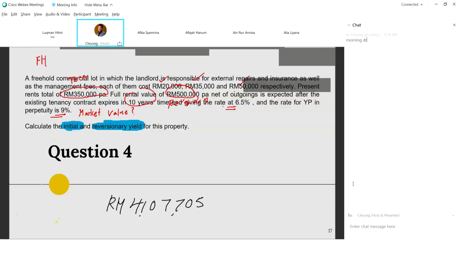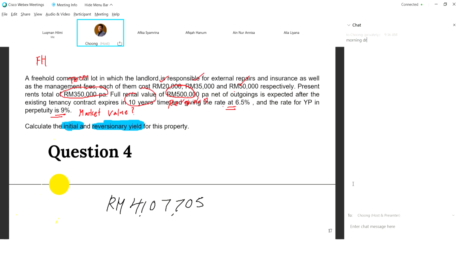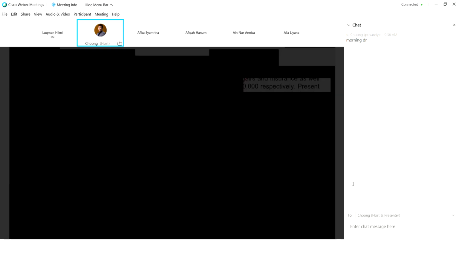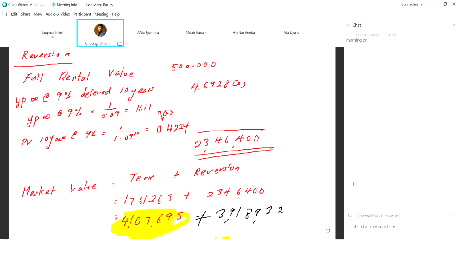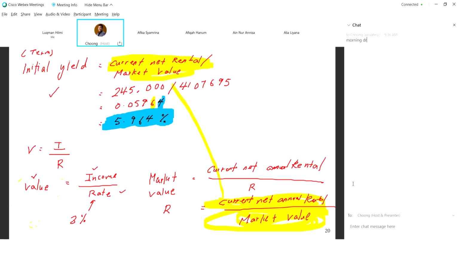So term and reversion, and then we go into also initial and reversionary yield as well. This is for your assignment, so nothing much. Just apply the formula V equal to I over R, and then the intention is to get the initial and also the reversionary yield, and this is where our yield is coming from. So likely when you're doing valuations, you may ask why they have the R, have the I. How are I and R coming from?